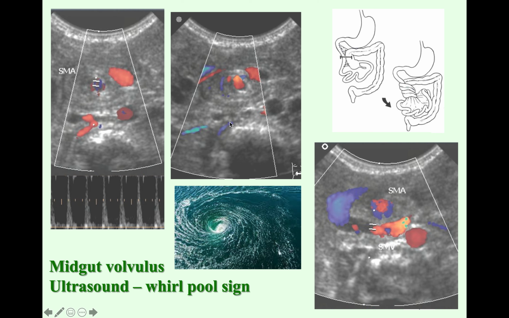Okay, so normally we do an ultrasound for the child, and we look at whether the position of the SMA is normal or not. At the same time, we will look for the whirlpool sign. That means the SMA has been twisting because of the abnormal volvulus. It looks like a whirlpool sign, like this one.